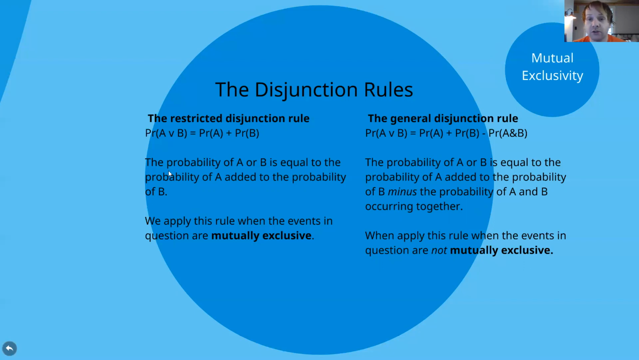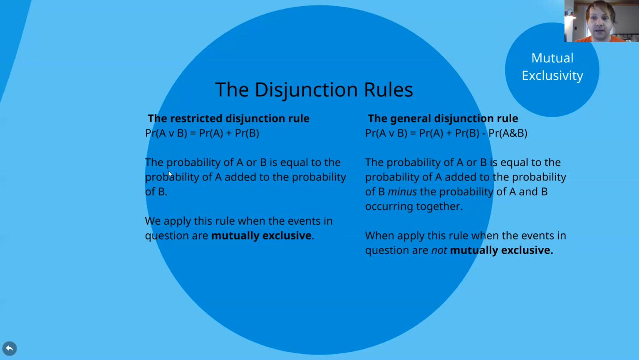So the general disjunction rule says that the probability of a disjunction, the probability of A or B, is equal to the probability of A plus the probability of B minus the probability of A and B. And so this one might look a little more confusing. And so to understand why we have to subtract the probability of A and B, you want to be able to think about this graphically.